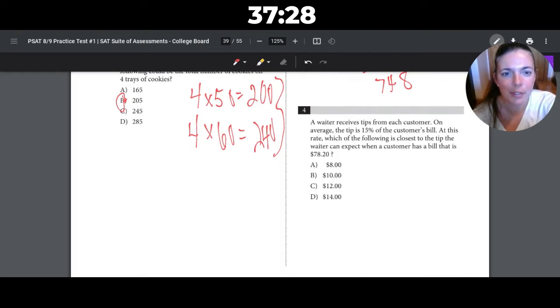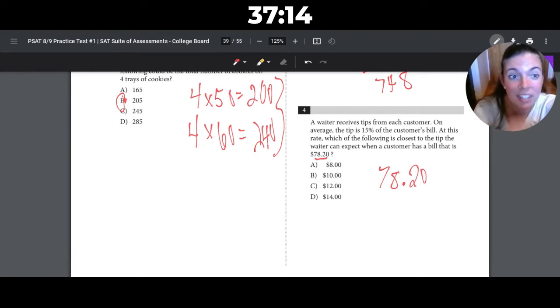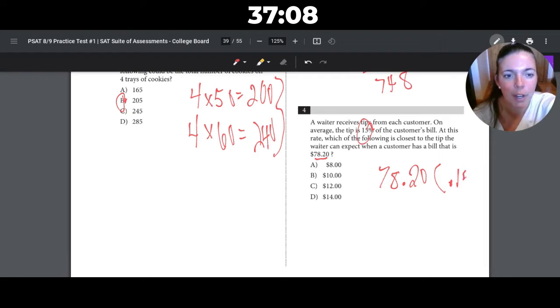Okay, number 4. A waiter receives tips from each customer. On average, the tip is 15% of the customer's bill. At this rate, which of the following is closest to the tip the waiter can expect when a customer has a bill of $78.20? So if the bill is $78.20 and we're getting 15% of that, we can just multiply this by 0.15.